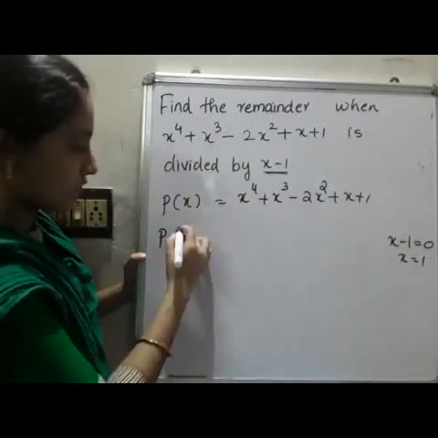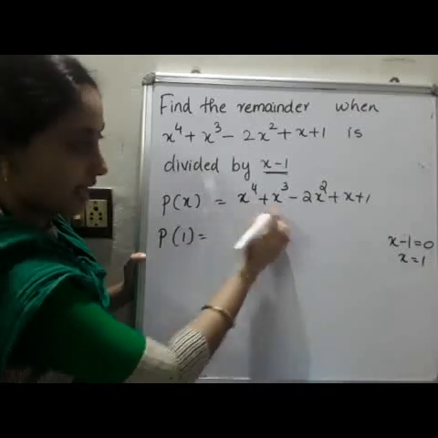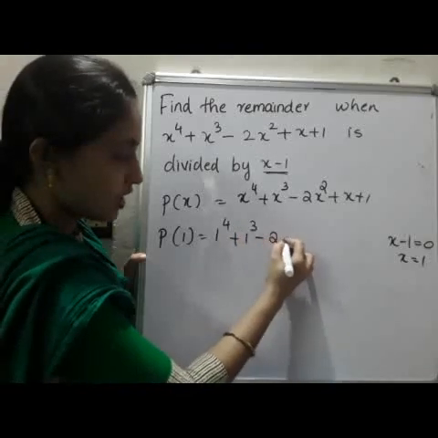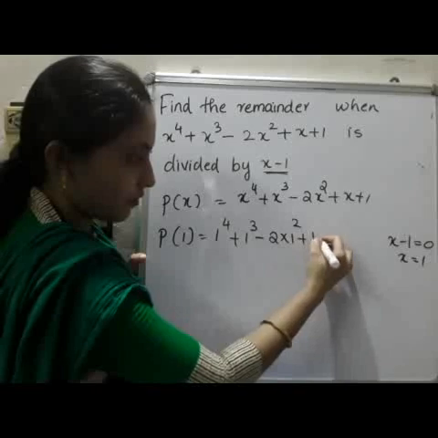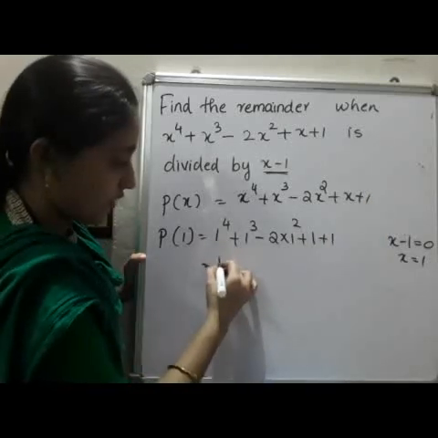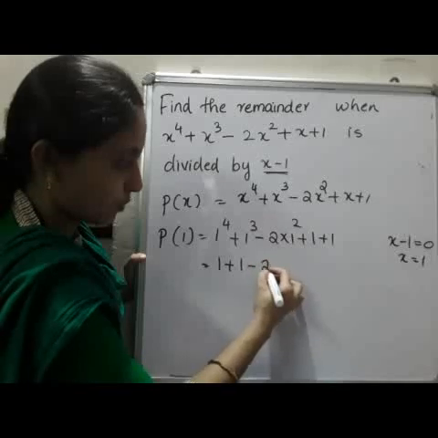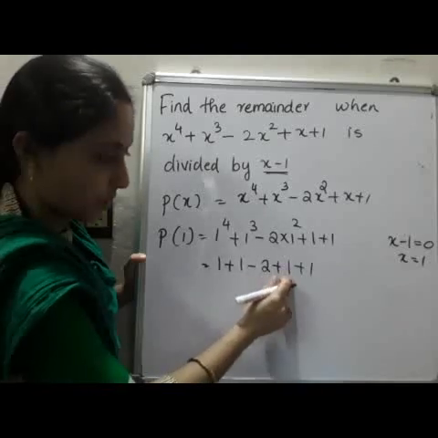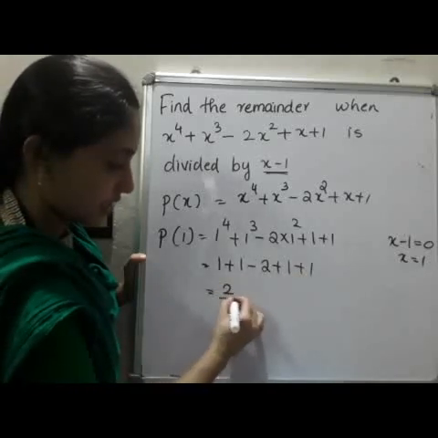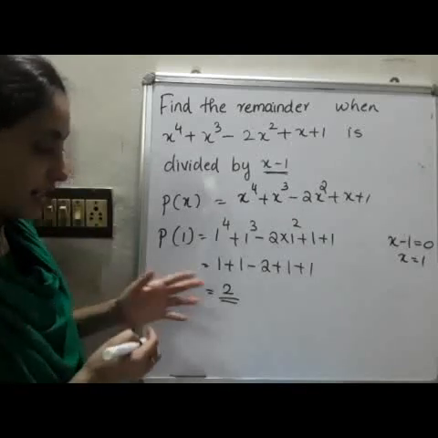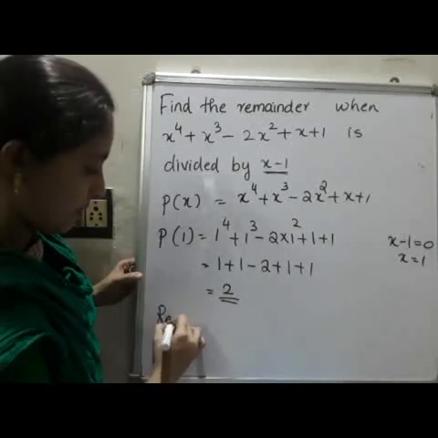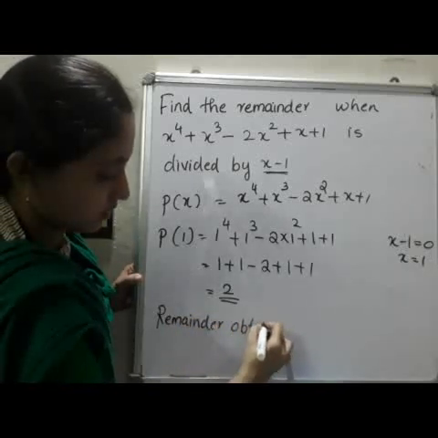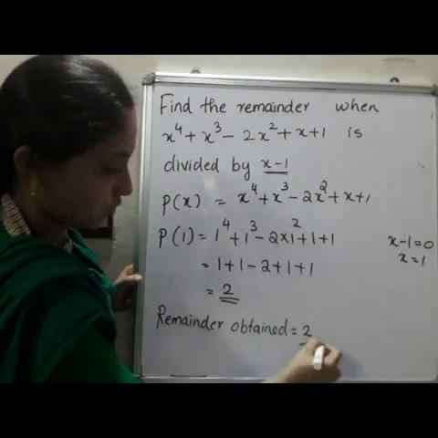That is P of 1, with all x replaced by 1: 1 raised to 4 plus 1 cube minus 2 into 1 square plus 1 plus 1. So 1 plus 1 minus 2 plus 1 plus 1. 1 plus 1 is 2, 2 minus 2 is 0, 0 plus 1 is 1, 1 plus 1 is 2. So the answer is 2. So the remainder is 2. Last step: remainder obtained is equal to 2. This much only.